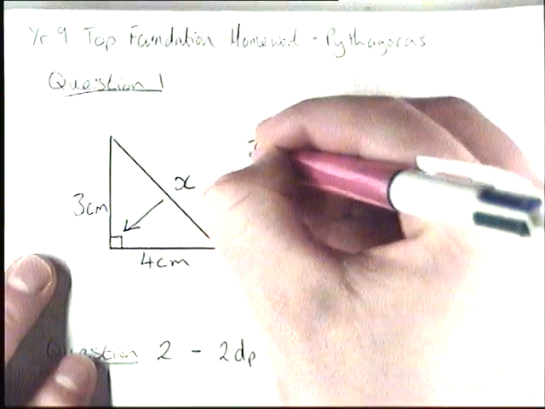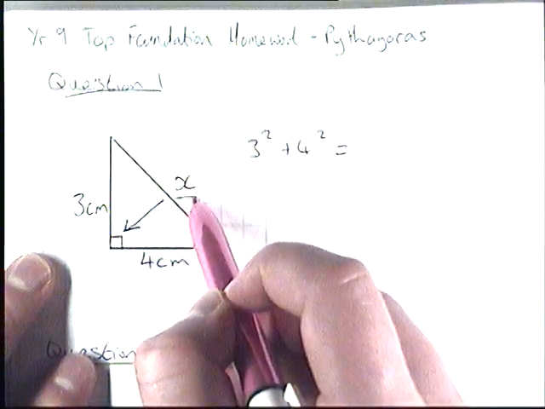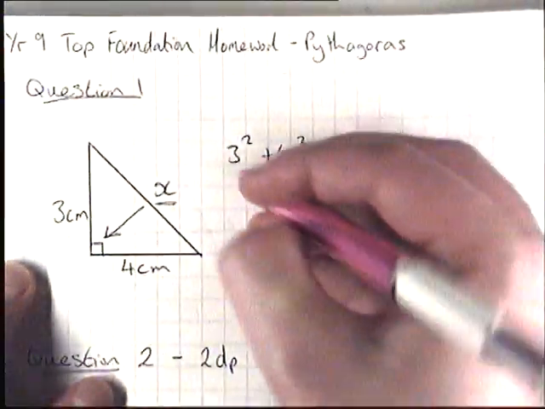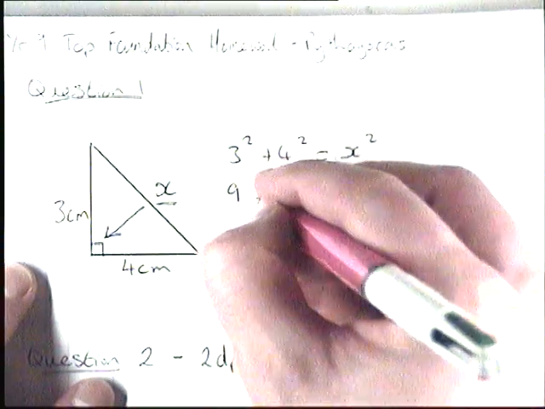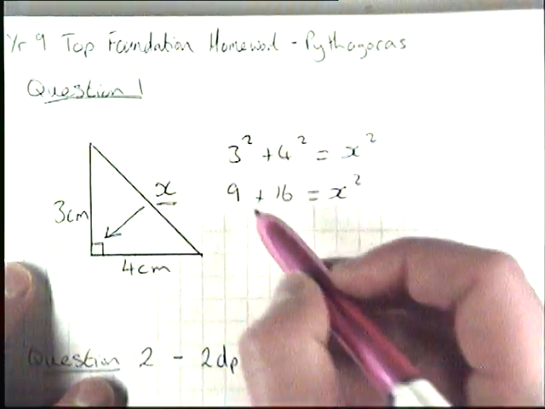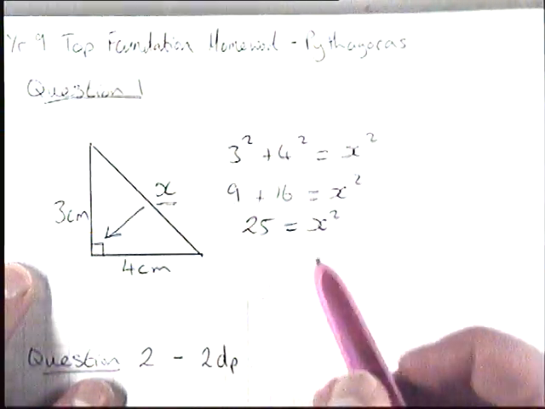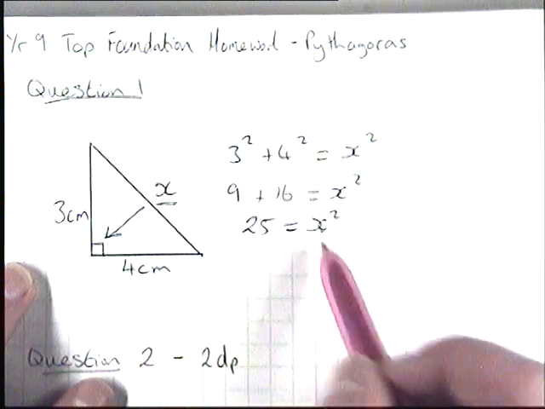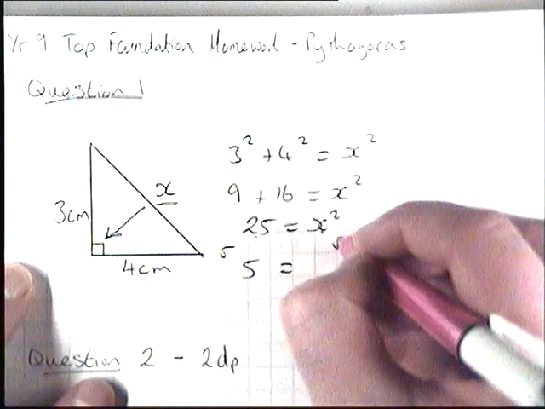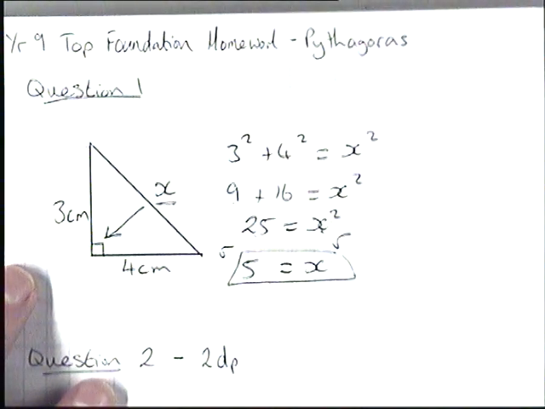So we can say that 3 squared plus 4 squared equals our longest side squared, so x squared. So 3 squared is 9, 4 squared is 16, and we're saying that is equal to x squared. So 9 plus 16 is 25, and then we just need to square root both sides to find our answer. So if we square root 25, that gives us 5. If we square root x squared, that just leaves us with x. So we've worked out our missing side was 5.